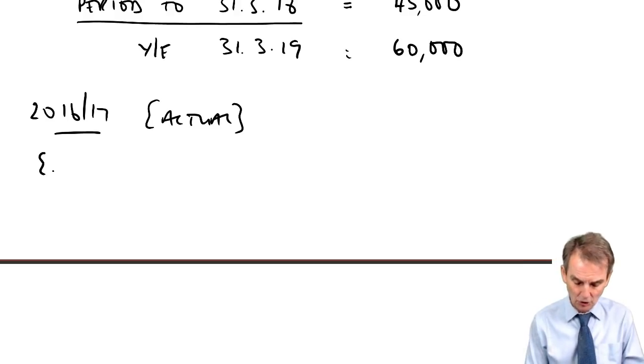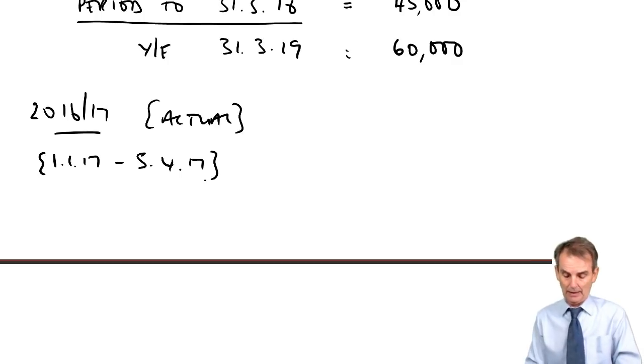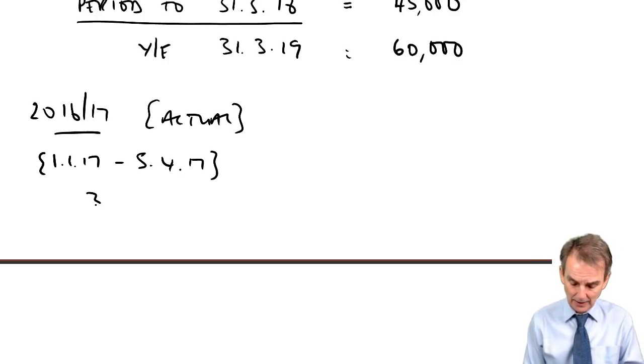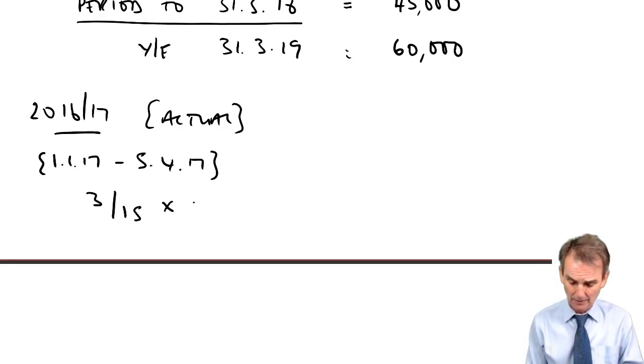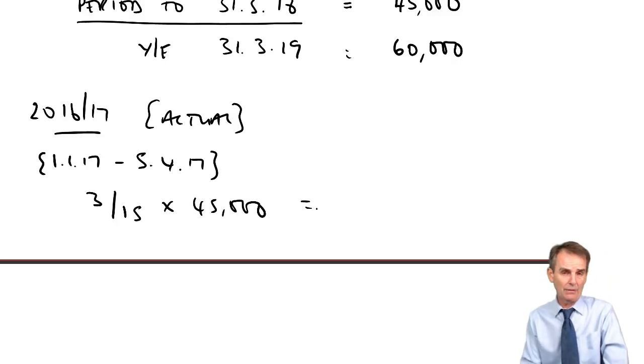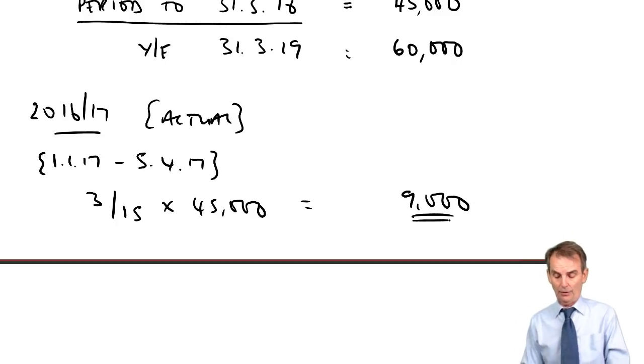What do we mean by actual? We mean the profits from the start date, 1st of Jan 17, through to the following 5th of April. That, of course, is the 5th of April 17 there. How many months is it? It is 3 months. But this time, it's drawn from what was a long opening period of 15 months, in which we made a profit of 45,000. 3/15 of 45,000 will therefore be £9,000.